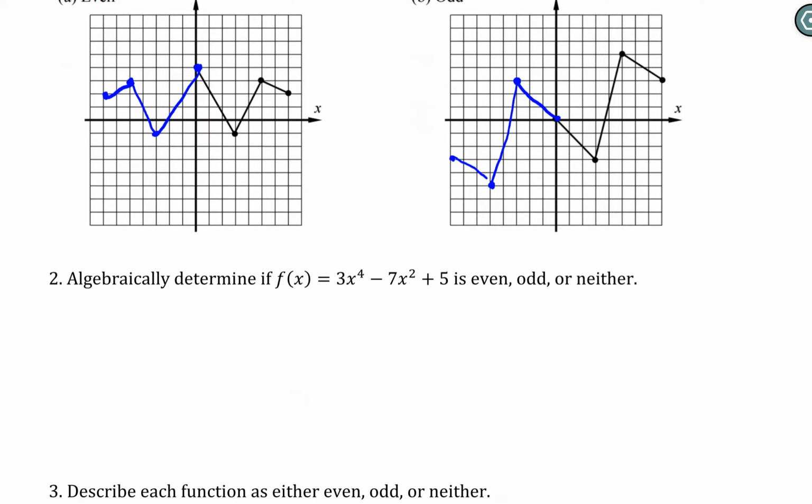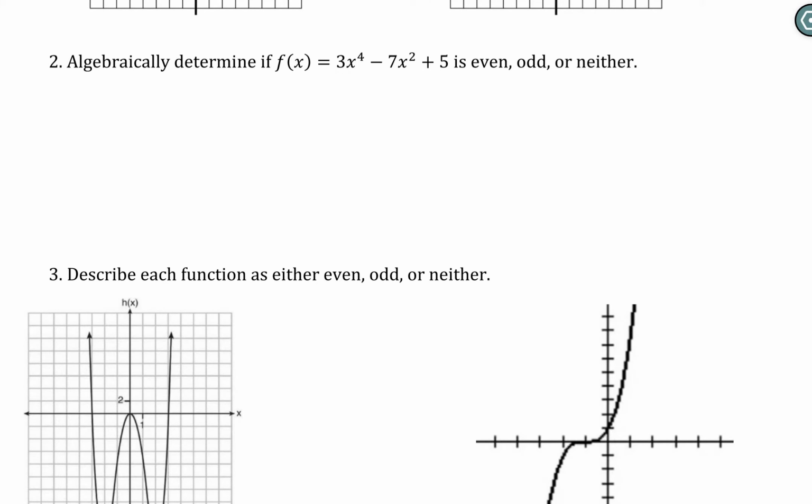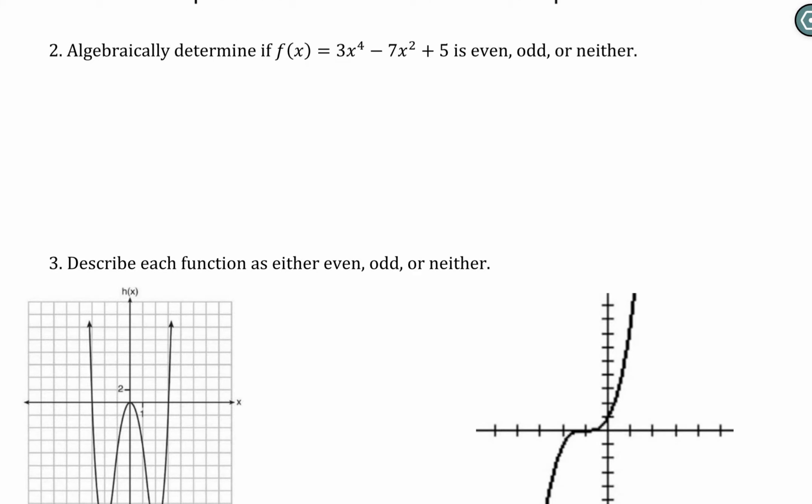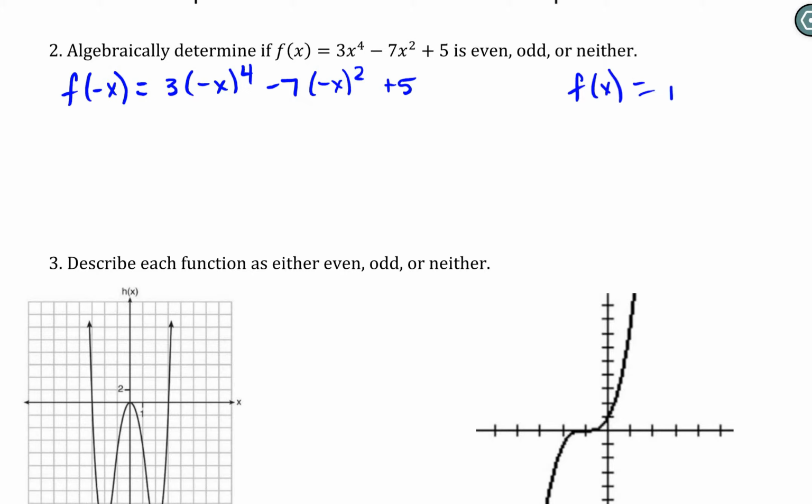Let's look at 2. 2 says to determine whether or not this function is even, odd, or neither. To do that, I'm going to plug in -x. So I have 3 times -x to the 4th power minus 7 times -x squared plus 5. One of the things that we learned in class was that if f of x is equal to f of -x, it's even.